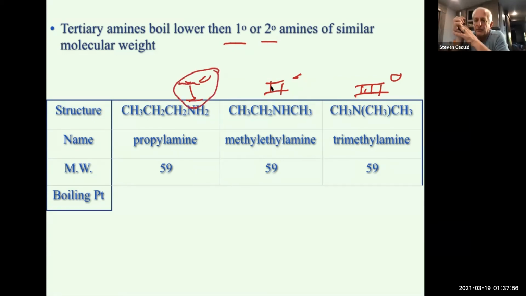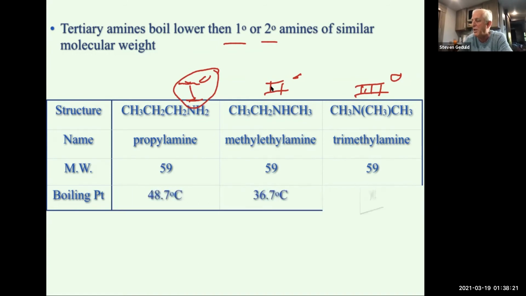Because think about it. The tertiary amine has no hydrogen bonding to hold it together. The primary has two hydrogens. The secondary one has one hydrogen to bond. So the primary one's going to have double the amount of hydrogen bonding as the secondary one, just simply by the fact it has two hydrogens instead of one. So the primary is going to have the highest boiling point, 48.7. Then it goes down for the secondary and down for the tertiary. So your highest boiling point is going to be your primary amine. Again, you've got two hydrogens, double the hydrogen bonding.